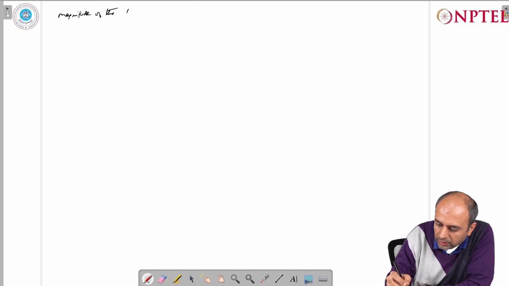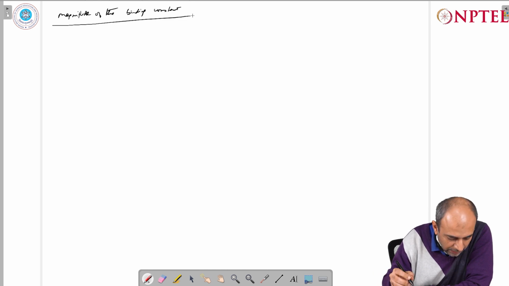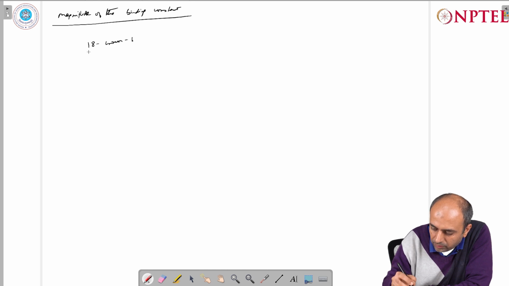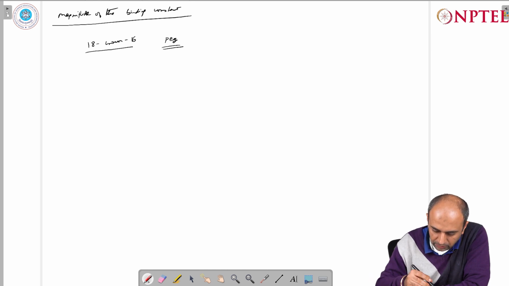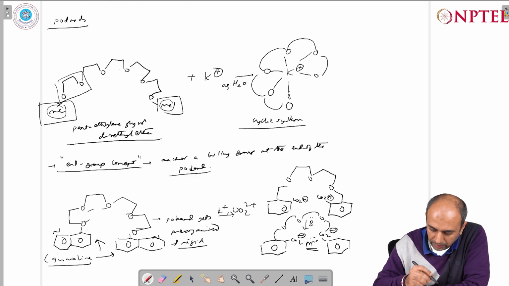So keeping this in mind, let us compare the magnitude of the binding constant between 18 crown 6, which is a cyclic ether, and the corresponding pentaethylene glycol unit, the PEG unit.